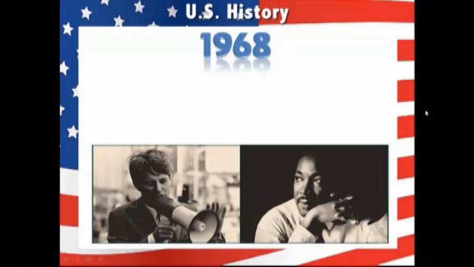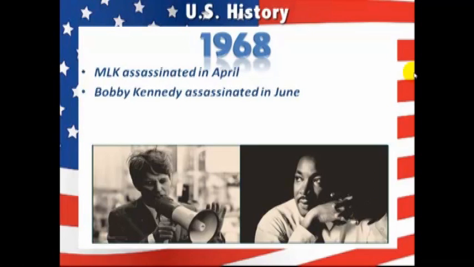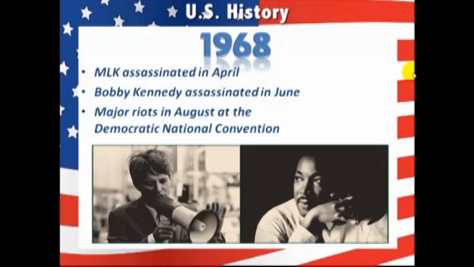And looking at the year 1968, on top of everything that we've seen so far with the Tet Offensive starting in January, 1968 was a very tumultuous year. Other major events: Martin Luther King Jr. was assassinated in April, and then Bobby Kennedy was assassinated in June. Bobby Kennedy was assassinated just after winning the California primary. And then major riots broke out between the police and protesters at the Democratic National Convention in Chicago.